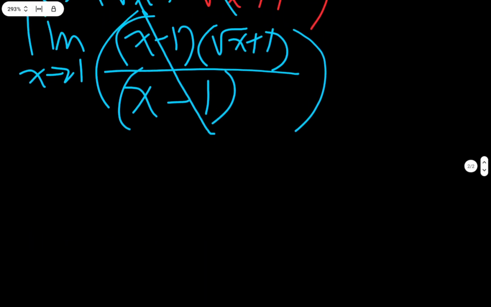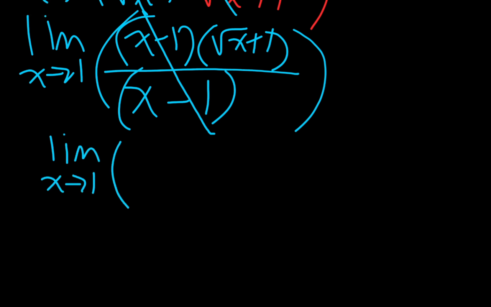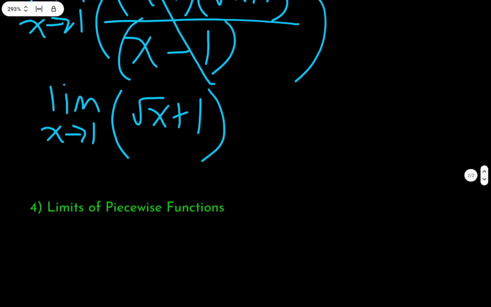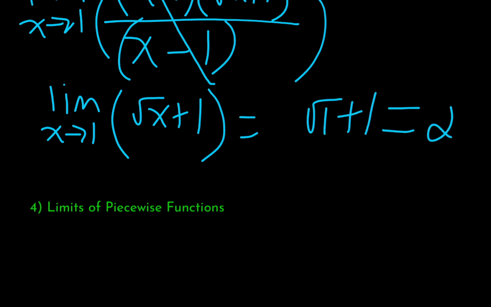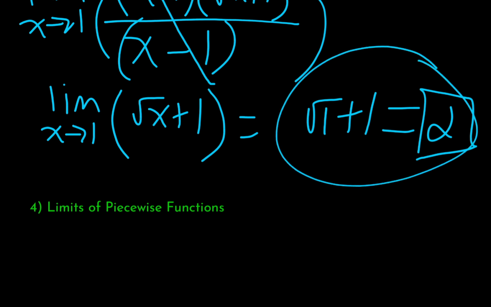Scroll down here, and we're going to get the limit as x goes to 1 of root x plus 1, and now we can finally plug in our value to get root 1 plus 1, which equals 2, and that is our answer. So even though it did not exist beforehand, it exists now, and you're going to be tested on this, so you have to understand what to do in these circumstances.